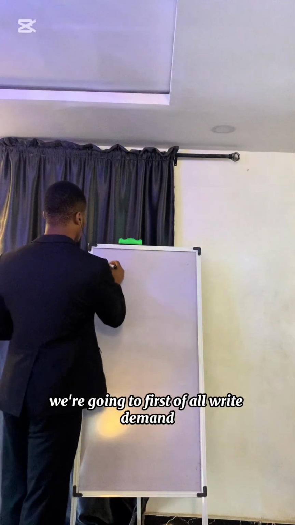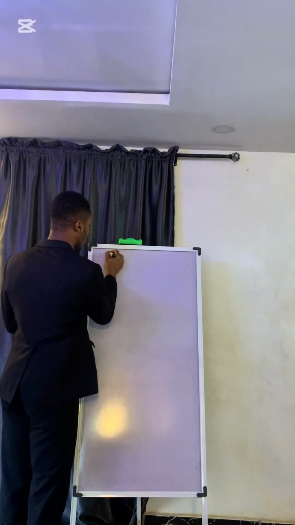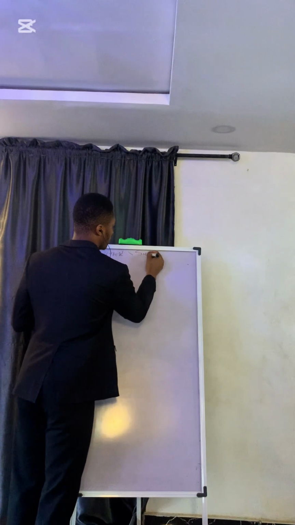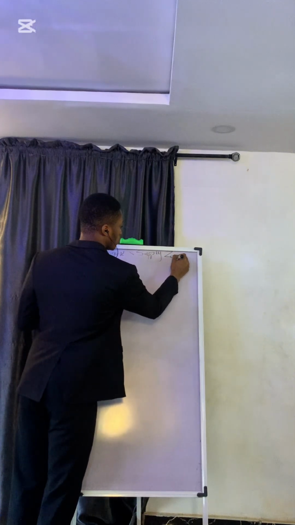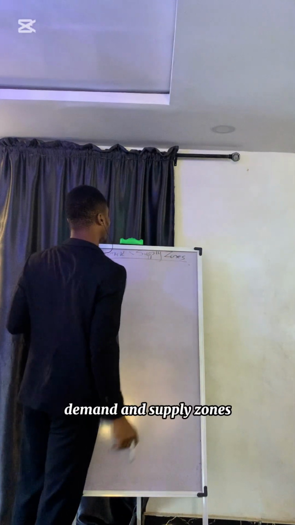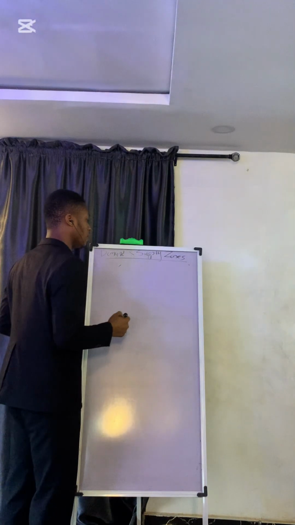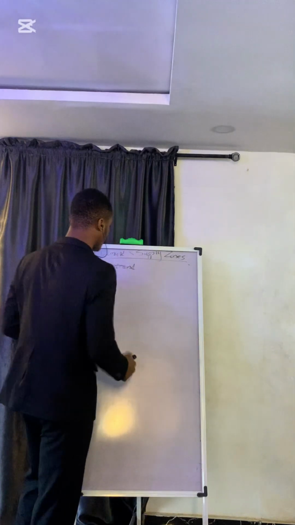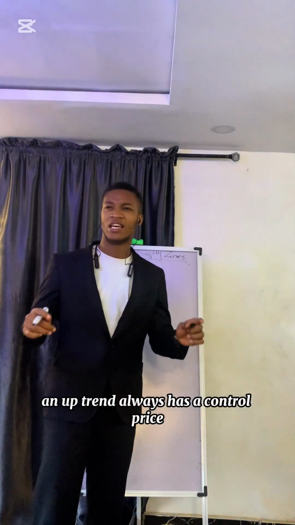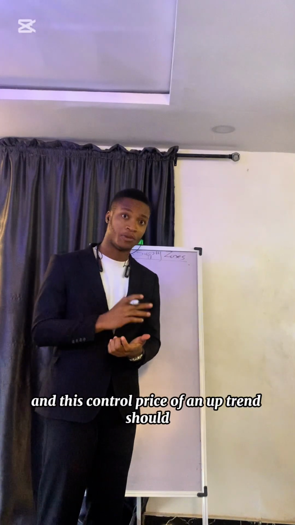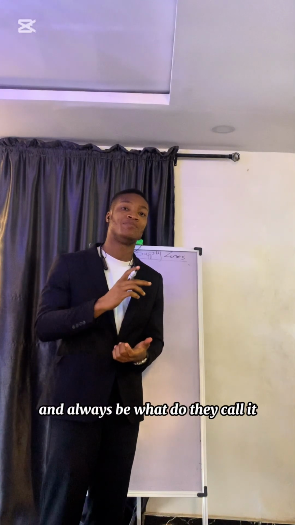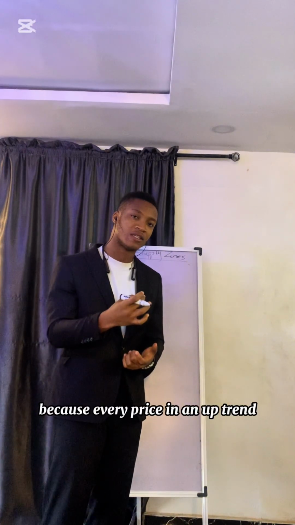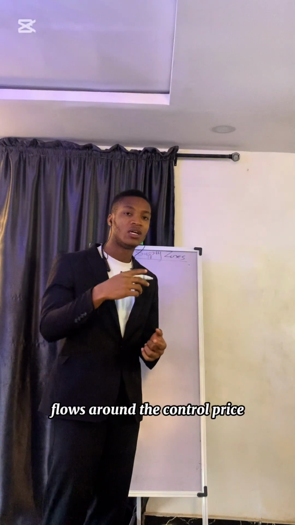We're going to first of all write demand and supply zone. Demand and supply zones. First of all, we start with an uptrend. An uptrend always has a control price, and this control price of an uptrend should always be respected, because every price in an uptrend flows around the control price.